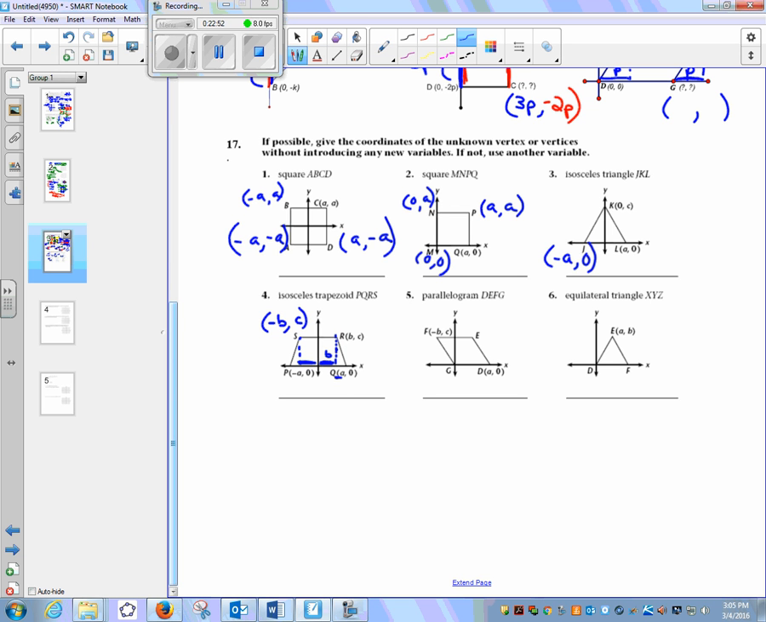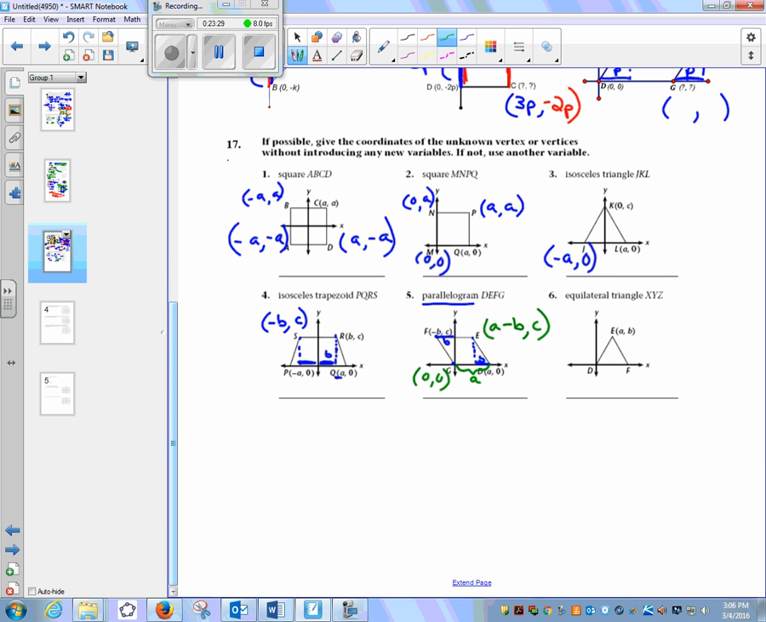Number 5, since I have for F, I've got negative B. That means this distance is B. So this distance has to be B if it's a parallelogram. And up C. So D is over A up 0. So this whole distance here is A. This little distance here is B. That means the coordinates of E is going to be A minus B, and then up C. G is obviously 0, 0.